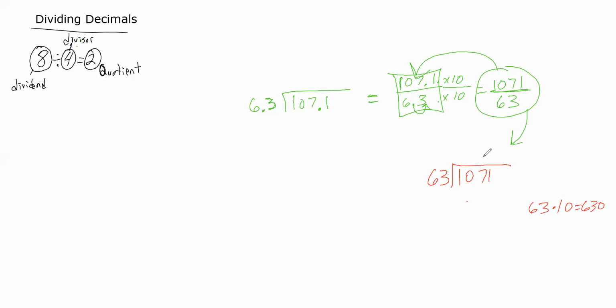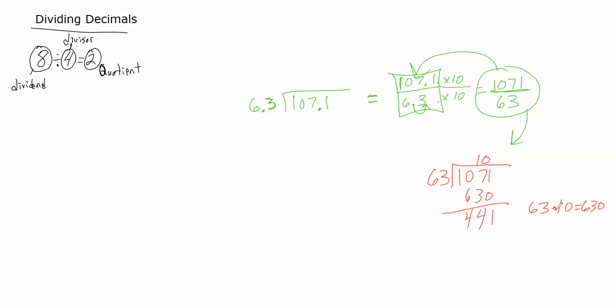So let's put 10 groups of 63 into this number. So if I put 10 groups of 63 in, that's going to give me 630. And I can subtract this out. 1 minus 0 is 1, 7 minus 3 is 4, and 10 minus 6 is 4. So now I have 441.